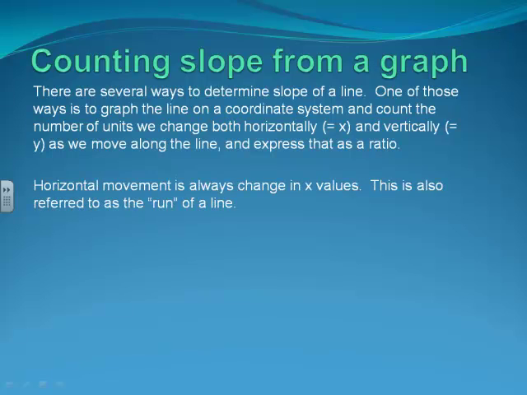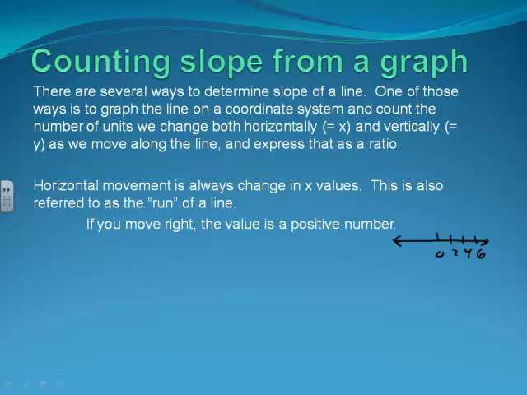Horizontal movement is always change in X values. This is also referred to as the run of a line. If you move right on an XY coordinate system, you know that the value is always a positive number, because remember, the X-axis is simply a number line, and anytime you're moving to the right on a number line, your numbers are getting larger. So you've got positive movement if you move right along the X-axis. And as you move left, the value is negative because you are decreasing your numbers.